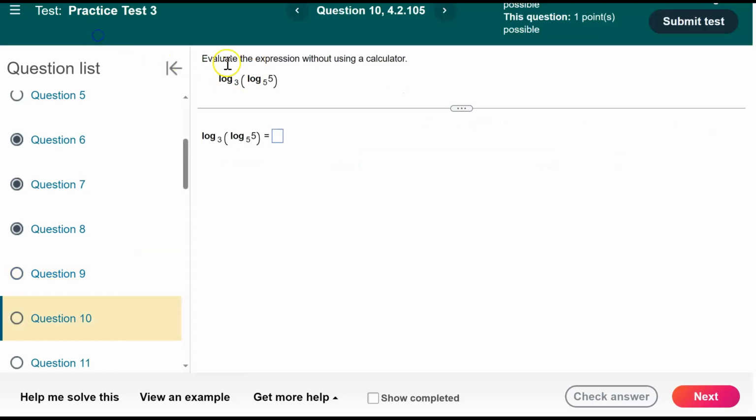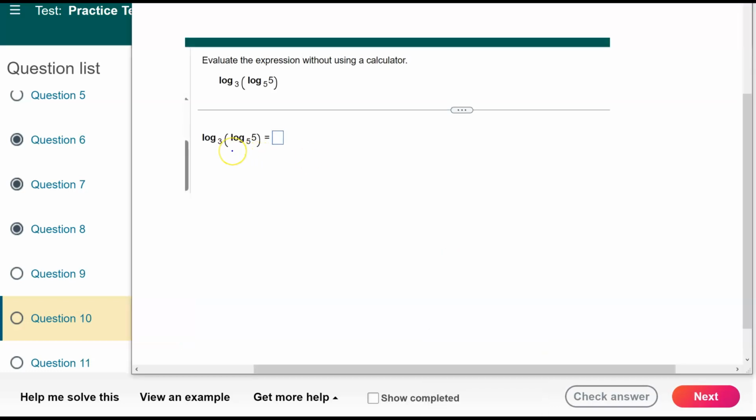Now for the next number, we are to evaluate the expression without using a calculator. So how do you do that? First, let's simplify the one inside the parentheses, log of 5 base 5. Logarithms are just exponents, so you have to remember the definition of logarithm. If you have y equal to log of x base b, this is the same as b to the y equals x. The base is b, the exponent is y, and the number is x.